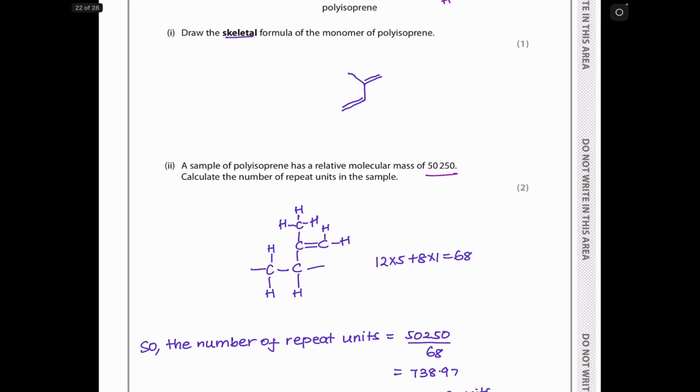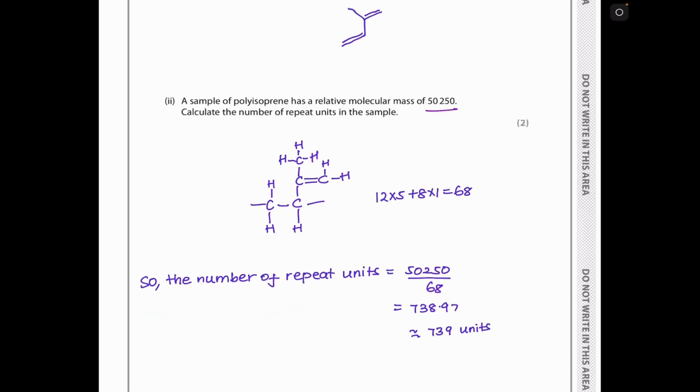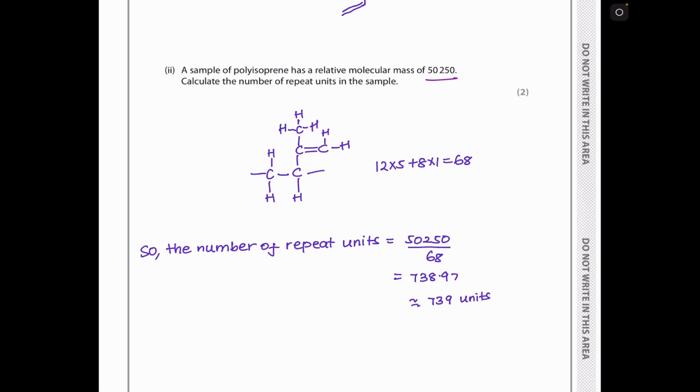So I drew the polymer, which we have here, and we can see the carbons are 1, 2, 3, 4, 5, and the hydrogens are 8. So the molecular mass of the repeat unit is going to be 68. Since we have the relative molecular mass of the whole polymer as 50,250, that divided by that gave me 738.97. This is approximately 739 units, so there are 739 repeat units.